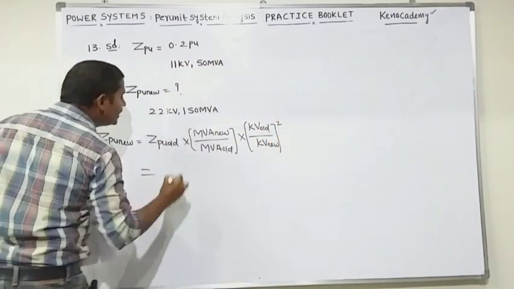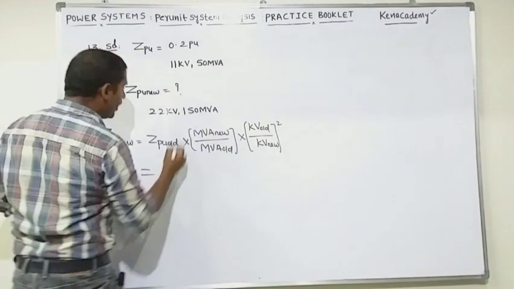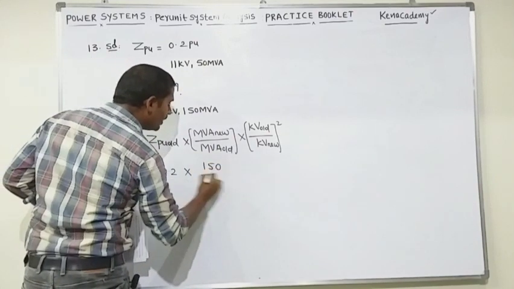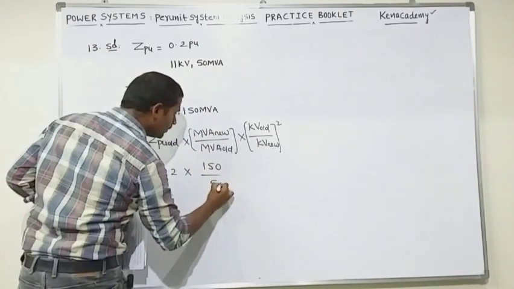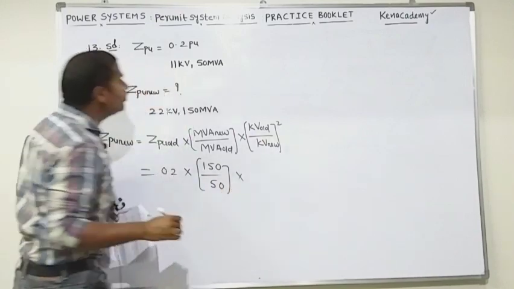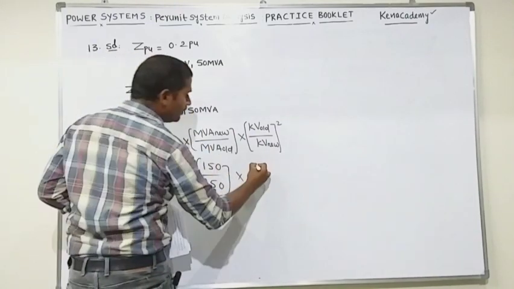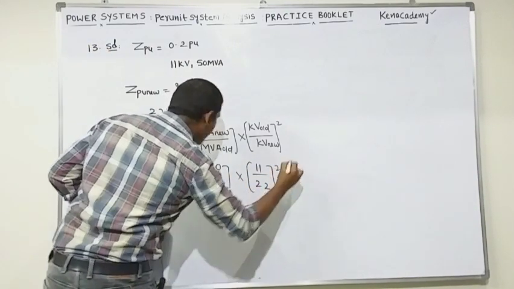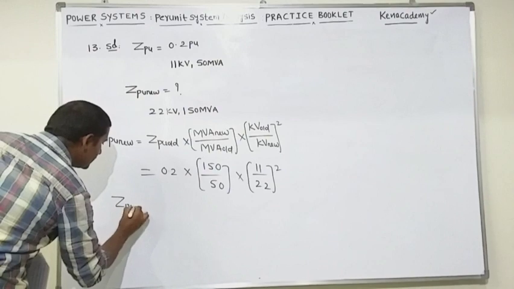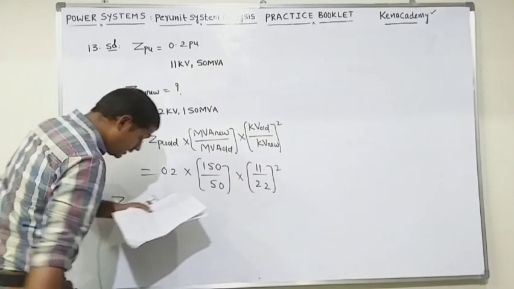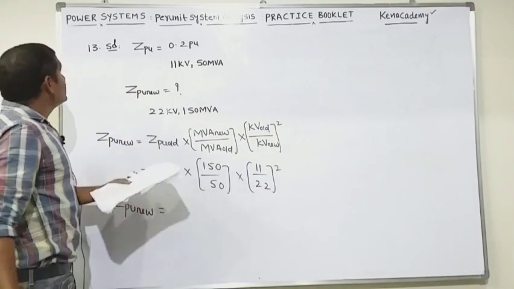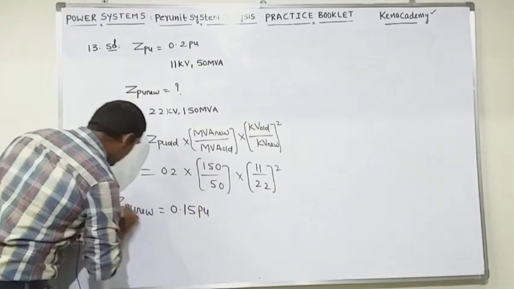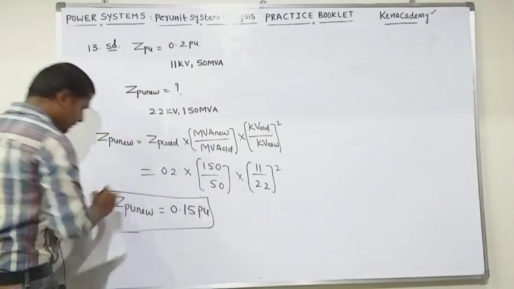Yes. What is the Z per unit old? Z per unit old is 0.2 into, what is the MVA new? 150. What is the MVA old? 50 into, yes, what is the kV old? kV old is how much? 11 kV. What is the kV new? 22 kV. Students, simplify this calculation, then what can you get? Z per unit new for this question number 13 is 0.15 per unit. According to the given options, option A is correct.